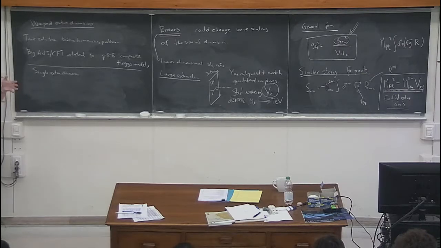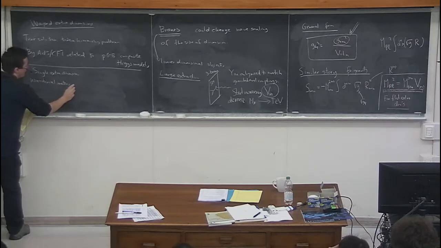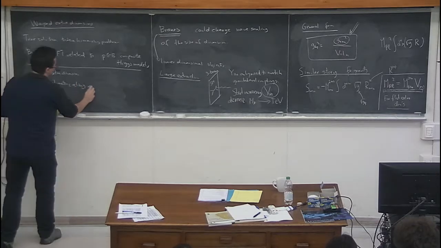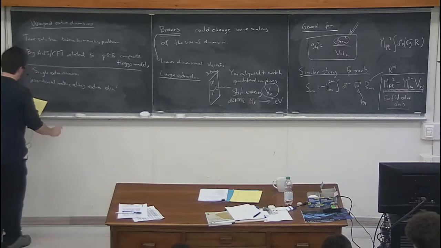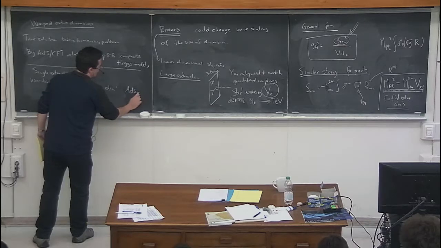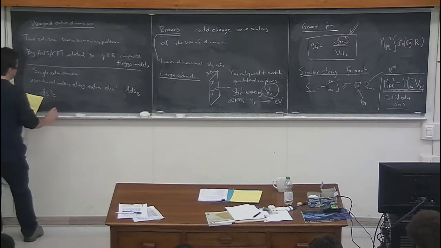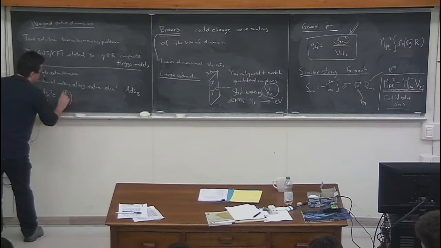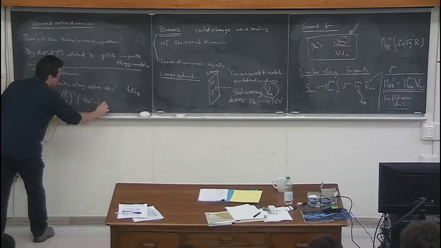There will be a non-trivial metric along the extra dimension, and it had a particular form. It is called a 5-dimensional anti-de Sitter metric: ds squared equals (R over z) squared times (dx squared minus dz squared).